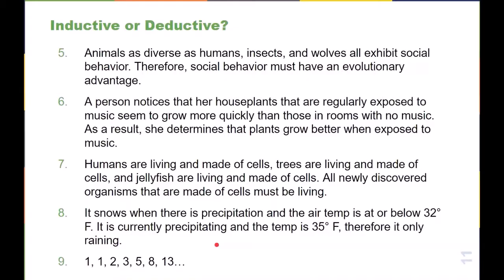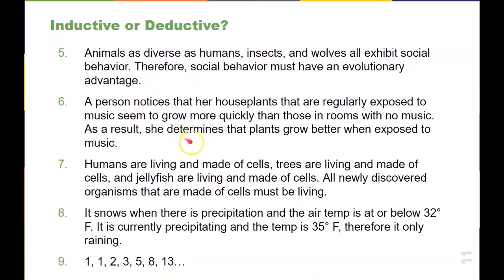Number 5: animals as diverse as humans, insects, and wolves all exhibit social behavior. Therefore, social behavior must have an evolutionary advantage. So what do you think? That one's inductive. We're adding things in to arrive at a conclusion.